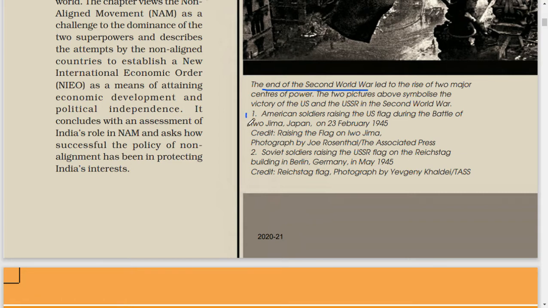1. American soldiers raising the US flag during the Battle of Iwo Jima, Japan, on 23rd February 1945. Credit: Raising the Flag on Iwo Jima, photograph by Joe Rosenthal, The Associated Press.